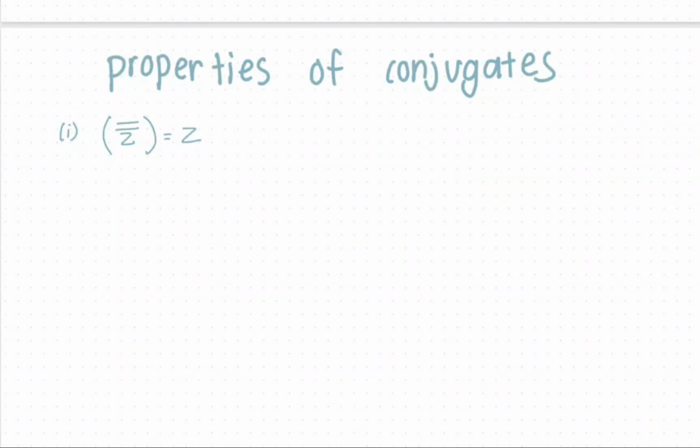Alright, so the first property is Z double conjugate is equal to Z. Let's prove this. Let's assume that Z is equal to A plus BI. Then from what we learned about conjugates, we know that Z conjugate is equal to A minus BI. Now, there are two conjugates, so let's take the conjugate of this once again. We represent the second conjugate with 2 lines. The first conjugate is 1 line and the second conjugate is 2 lines.